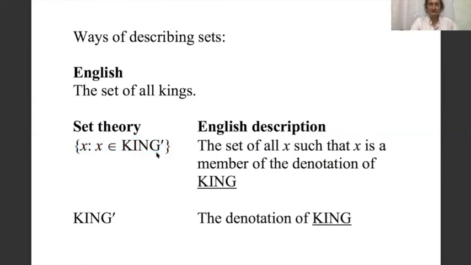The denotation of king, this, itself already is a set. It's a set of all kings, okay? So we could describe that set just using it alone. The denotation of king, that is exactly the same as this set. It's exactly the same as this informally described set, okay? This one is informal, these 2 are formal, using our set theory.